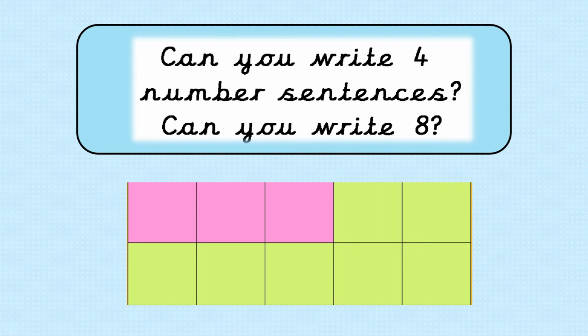Okay, now can you write 4 number sentences to match this picture? And if you would like to challenge yourself, see if you can write 8. I'll give you a clue. When you're writing 8, it has something to do with the equal sign. We've done it in class before. Remember, you can only use the numbers on this model. So I can see some that are pink and I can see some that are green. Pause the video and write your number sentences.